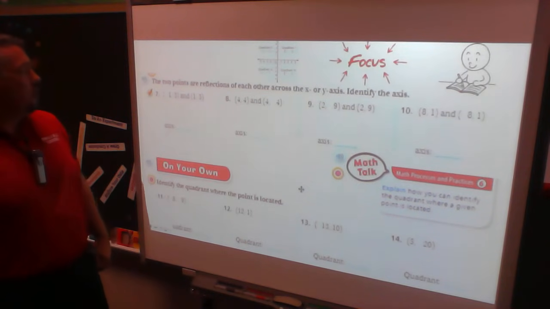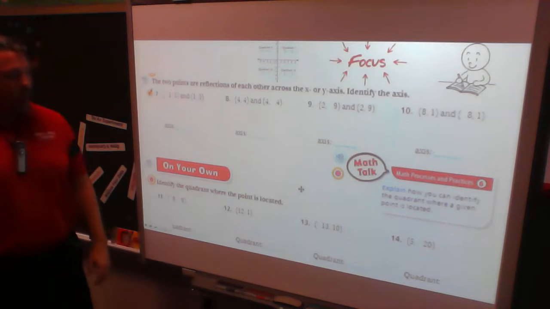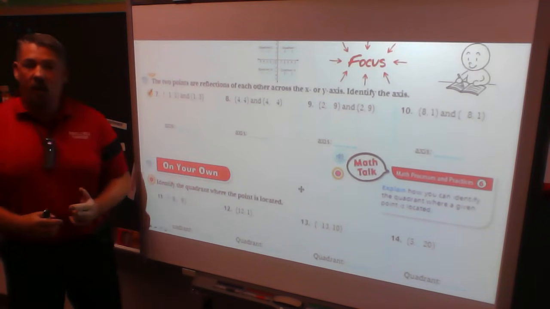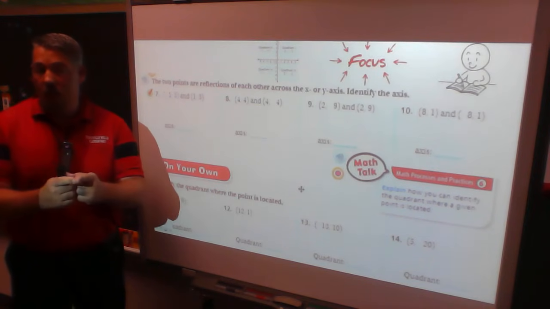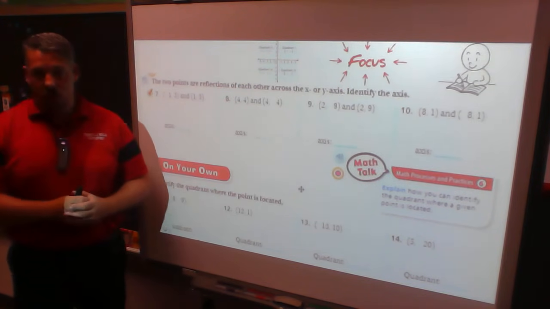All right, so then the second part of the assignment is that the 2 points are reflections of each other across the x or y axis. Identify the axis. So when I'm looking at it, I have to figure out which one stays the same, and the one that stays the same is the axis that it's a reflection over.